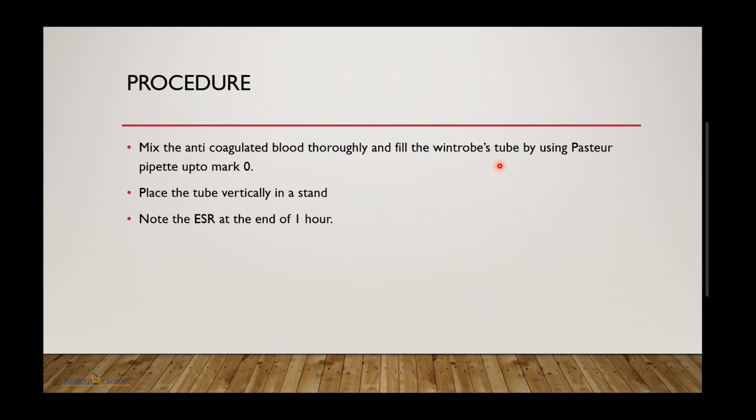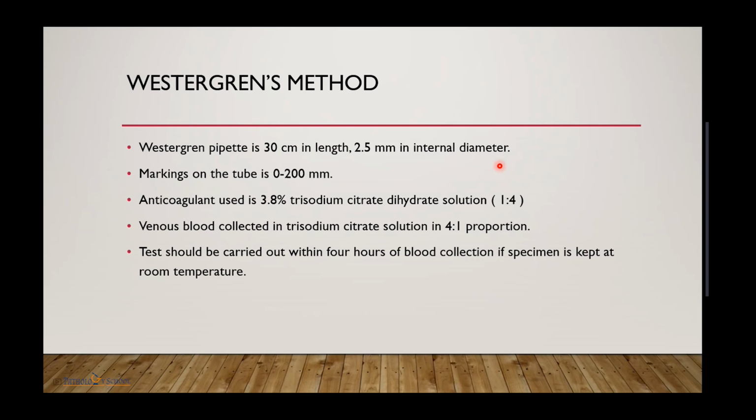How to do it? We have to mix the anticoagulated blood thoroughly, and fill the WINTROBE tube using the Pasteur pipette up to mark 0, and place the tube vertically in the stand and note the ESR value at the end of the 1 hour.